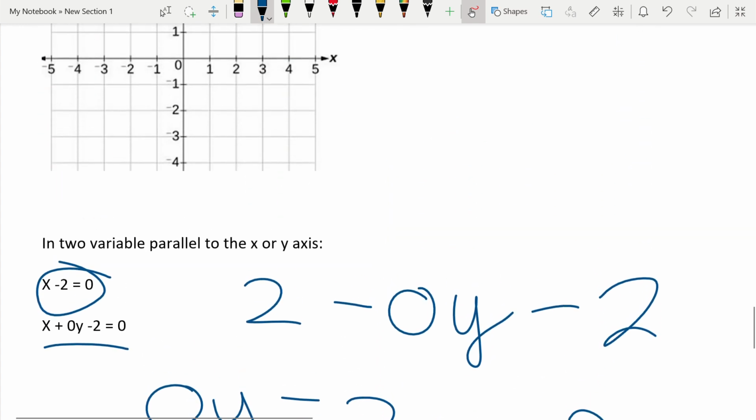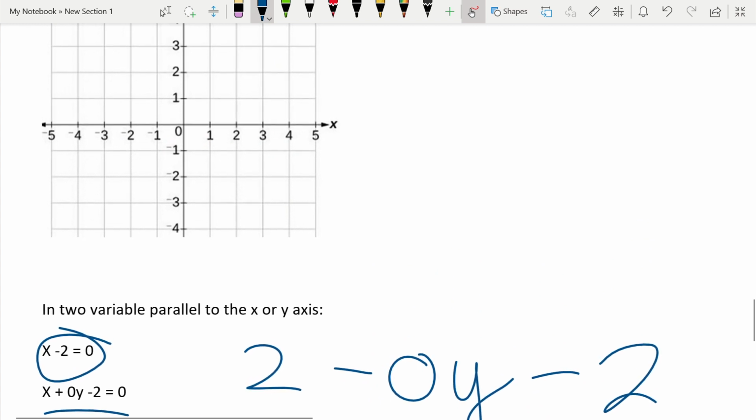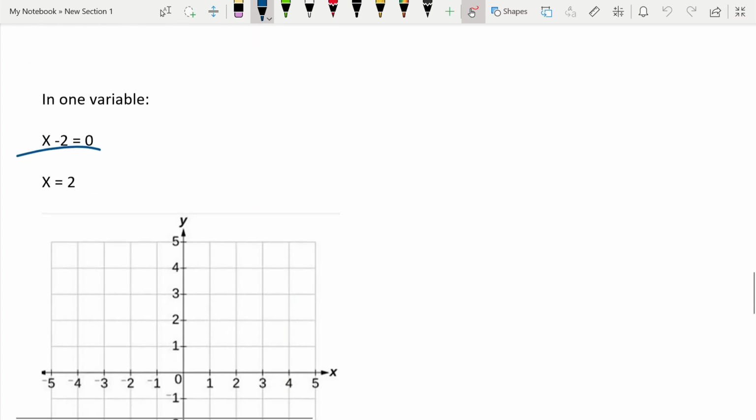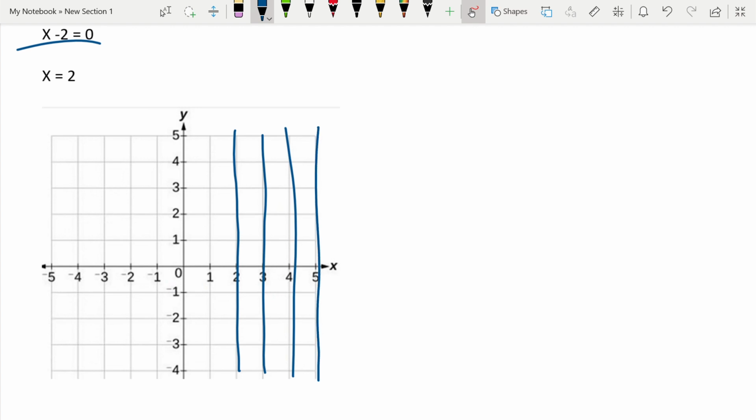So how is that going to look? Whatever y is, x is always going to be 2. So we're going to have a line like that. If x is equal to 3, then like that. I can show you a better example of this on Desmos.